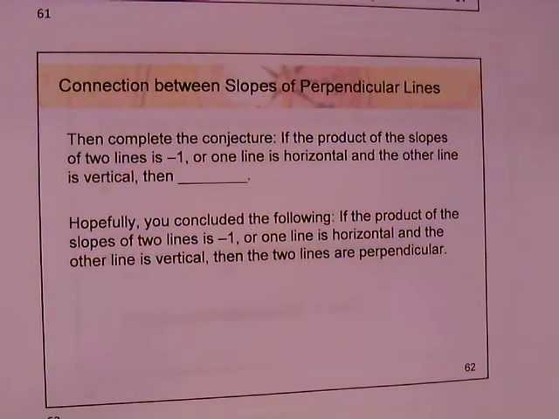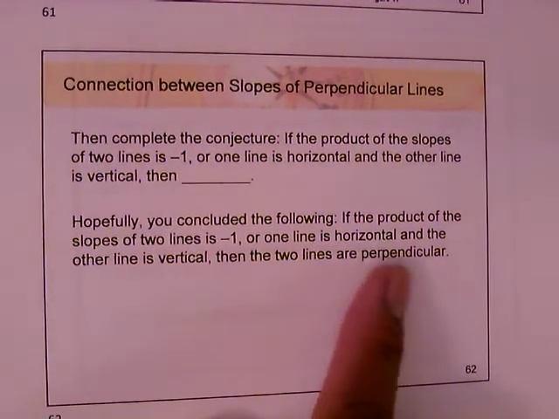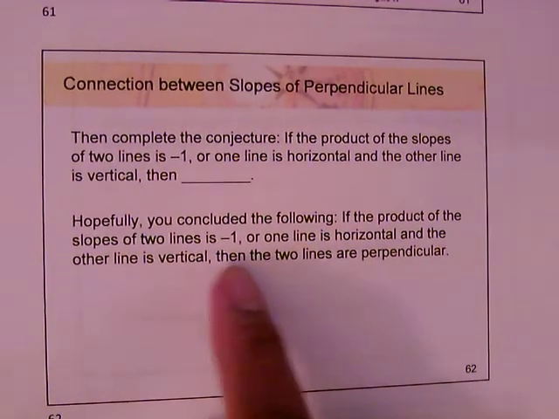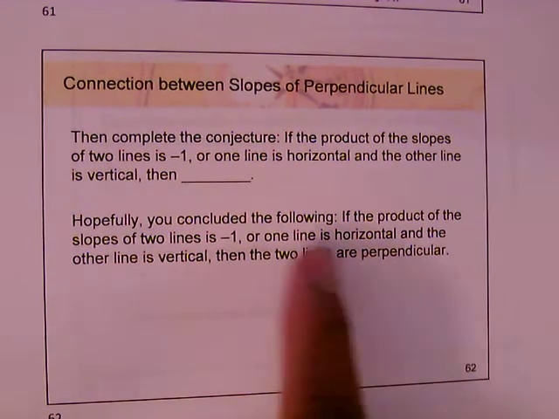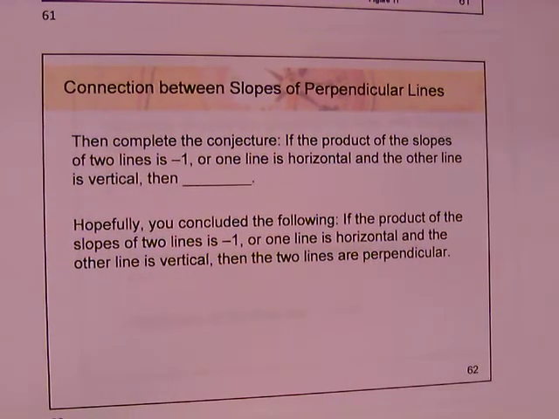Let's complete this conjecture. If the product of the slopes of the two lines is -1, or one line is horizontal and the other line is vertical, then we can say here that the two lines are perpendicular. So here we're going to complete that sentence with this phrase: then the two lines are perpendicular. If the product of the slopes of two lines is -1, or one line is horizontal and the other line is vertical, then the two lines are perpendicular.